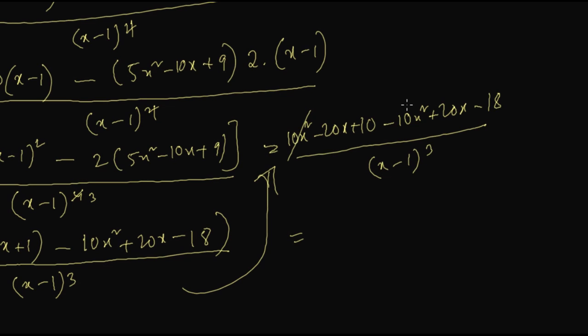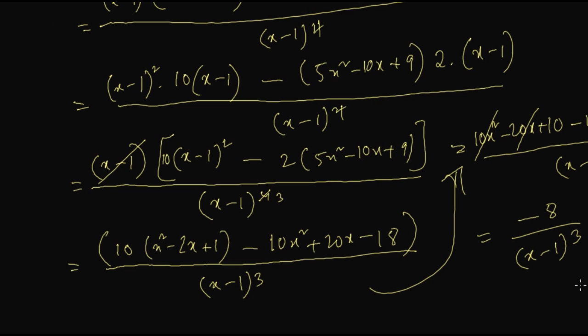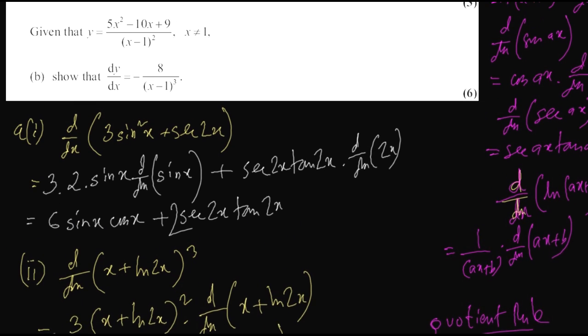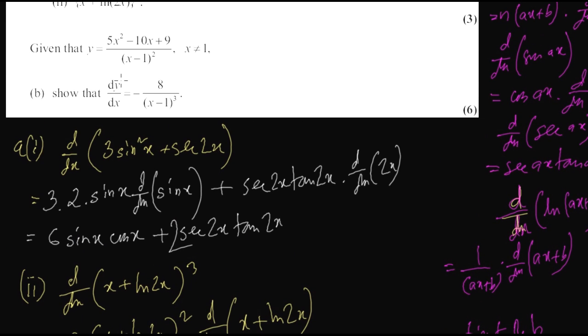Now this thing and this thing cancel, this thing and this thing cancel, this will be 10 minus 18 is minus 8, divided by x minus 1 whole cube. This is the simplest form, and I believe they asked for the answer in a specific format. Yes, they asked to express this in the simplest form, minus 8 by x minus 1 whole cube, and this is the format you have to express the answer in.